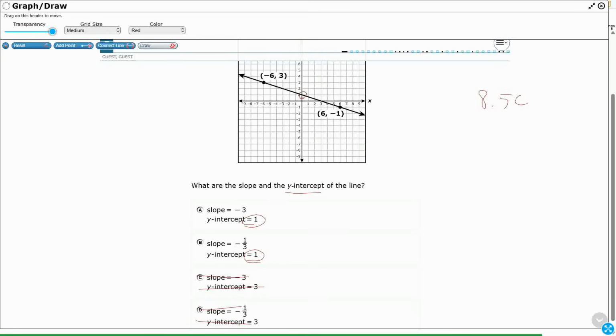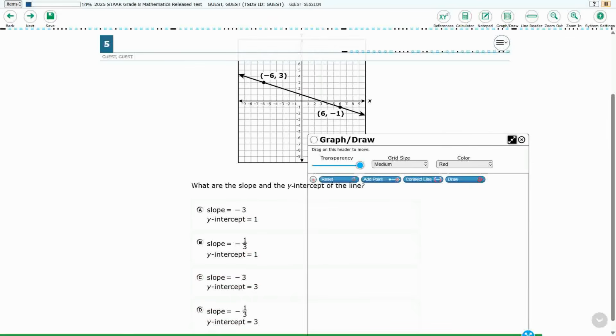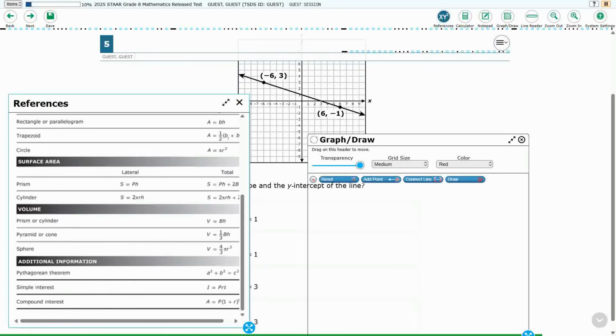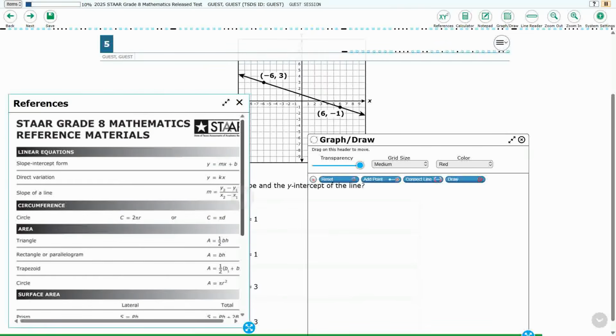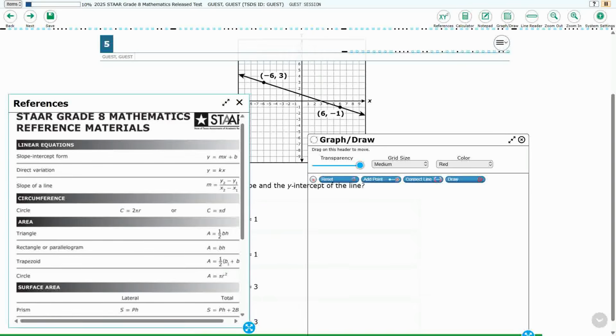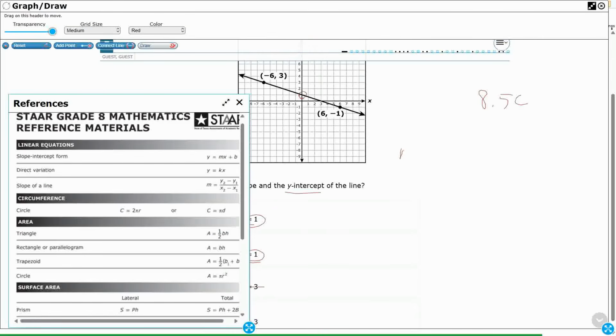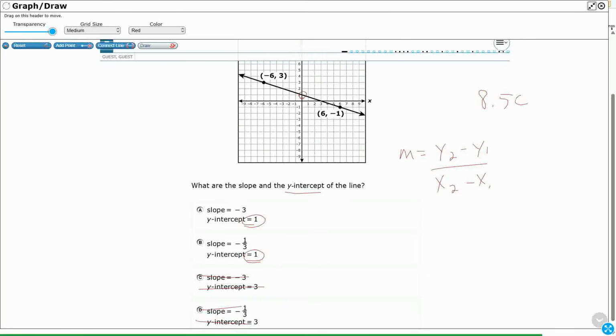We're really stuck between A and B. So it's going down from left to right, which means it's negative, and they're both negative. Okay, so you can't eliminate one if they had a positive. So let's find the slope. We can either just visually draw the rise over run, or we can use our formula here. So slope of a line, and it's going to be this right here. So the problem sometimes with finding this is sometimes you have to try to find 2 points that work. Well, they gave you 2 points that work.